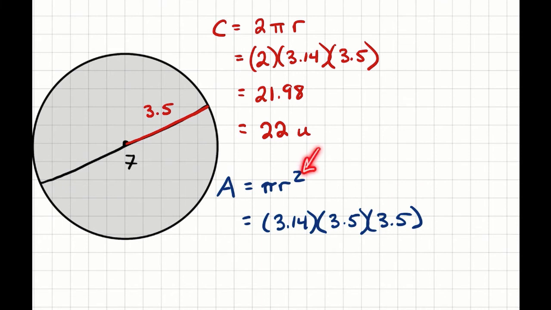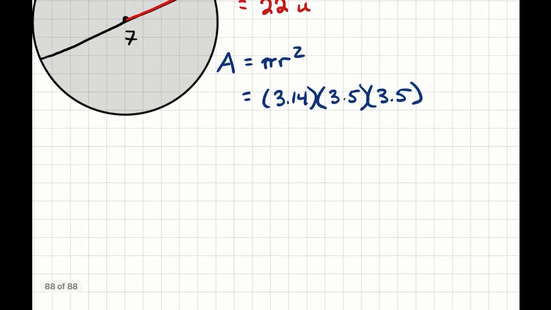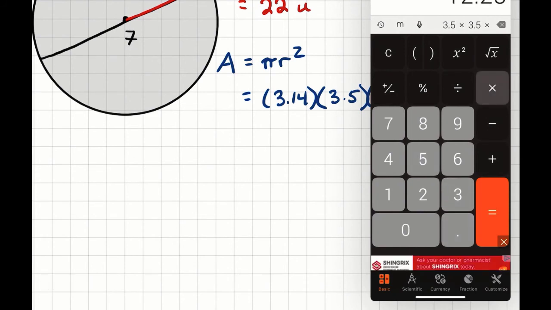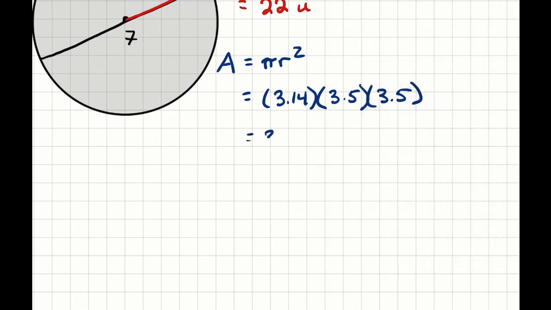A lot of students think this means to multiply by 2. It doesn't. It means you multiply the number by itself in the problem. And if you show it like this, you're more often than not going to make fewer mistakes when doing problems involving the area of a circle. Okay, let's go ahead and multiply this out. 3.5 times 3.5 times 3.14 equals 38.465.